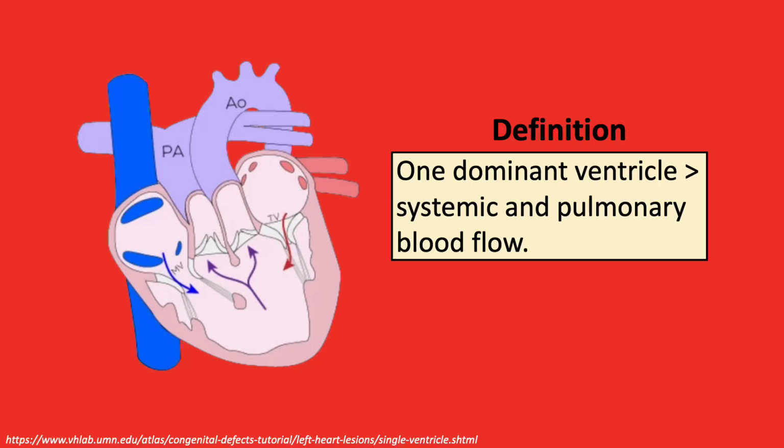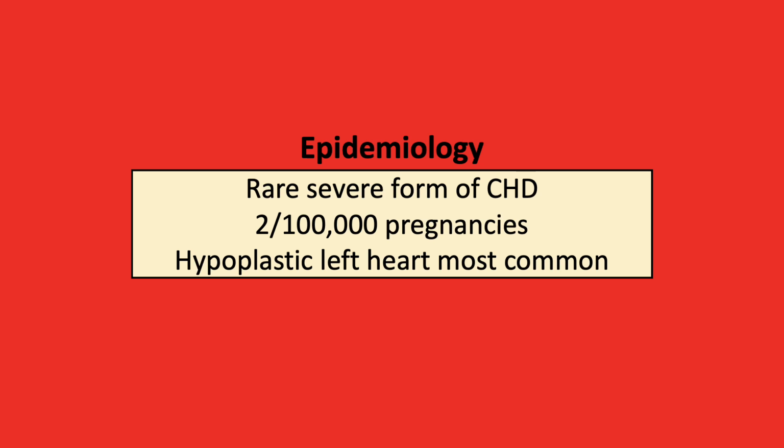A single ventricle or univentricle heart describes various cardiac structural abnormalities in which one ventricle is severely underdeveloped or a ventricular septal wall has not formed, thus leading to a single ventricle. Examples of conditions which can lead to this include hypoplastic left heart syndrome, tricuspid atresia, and the double outlet right or left ventricle. It's a rare condition affecting 2 per 100,000 pregnancies, and the most common form is hypoplastic left heart syndrome.